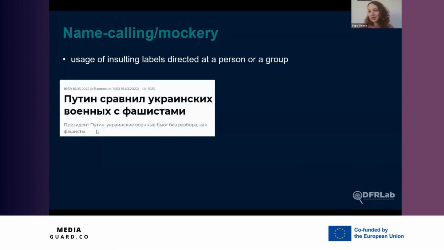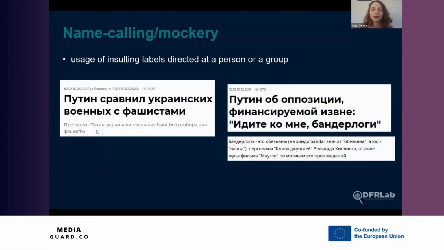And some of the examples, again, this Nazi narrative that Ukrainians are fascists, Ukrainians are Nazis, and the Westerners are Nazis, etc. One of the headlines from RIA, the Kremlin-controlled media outlet, that Putin called opposition funding from abroad, Bandar-logs. The term is from Kipling's Jungle Book, used to describe the monkeys.